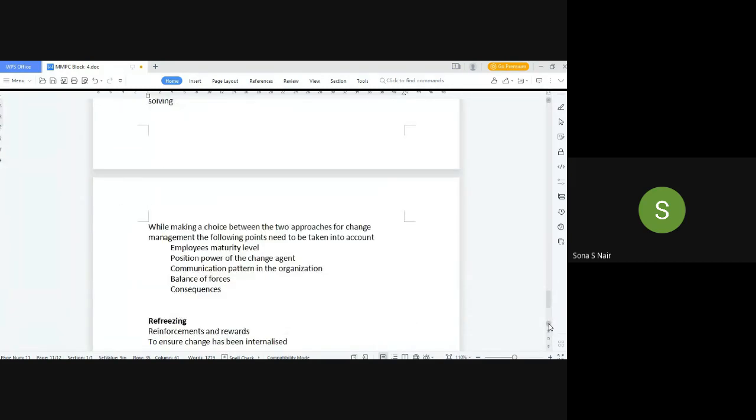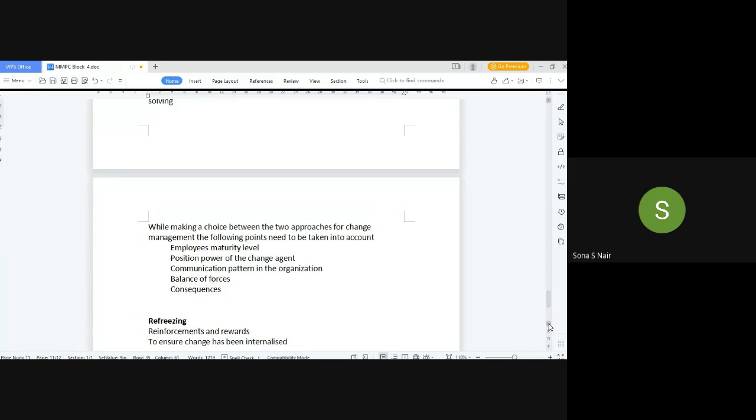So, while making a choice between these two extreme approaches of being directive and being participative, there are certain points which will be taken into account. If the employees' maturity level is good, then you can be more participative because they understand the organization, they understand the problem, they understand the need for change, and you will be able to relate to them and communicate with them easily.